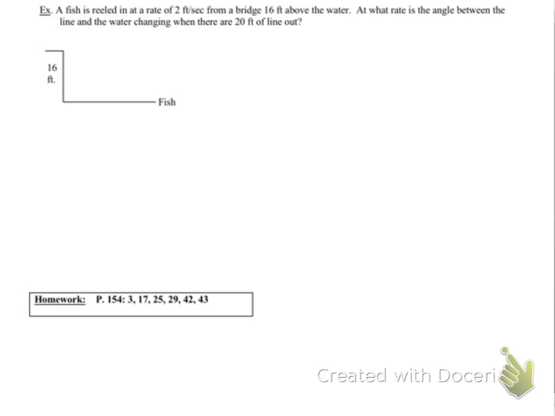We've got a fish being reeled in at a rate of 2 feet per second from a bridge 16 feet above the water. Well, that was already too much information, so let's back up. A fish is reeled in at a rate of 2 feet per second. It's being reeled in, so that rate is negative. So we've got a negative rate of 2 feet per second.